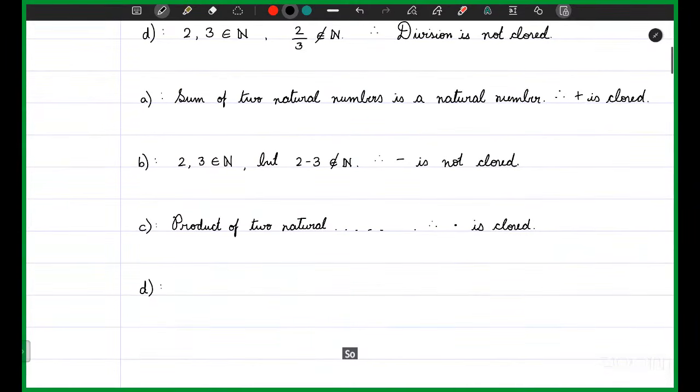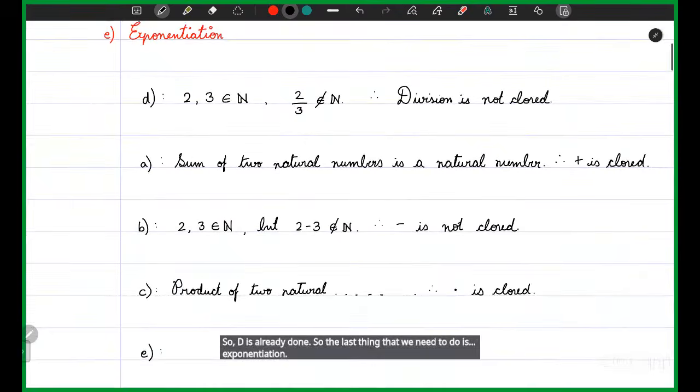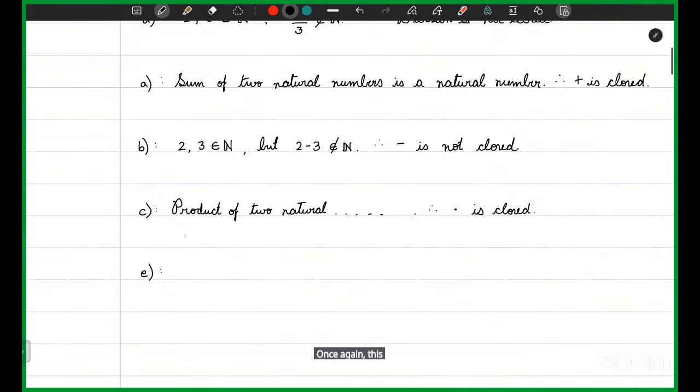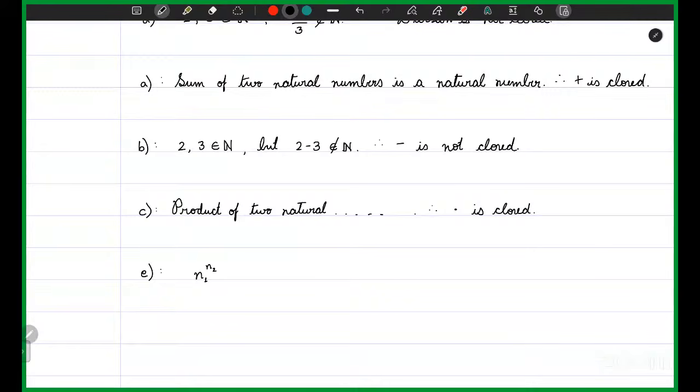So D is already done. The last thing that we need to do is exponentiation. Once again, this is also pretty much by definition. If you have something like n1 and n2, n1 to the n2 is also a natural number.